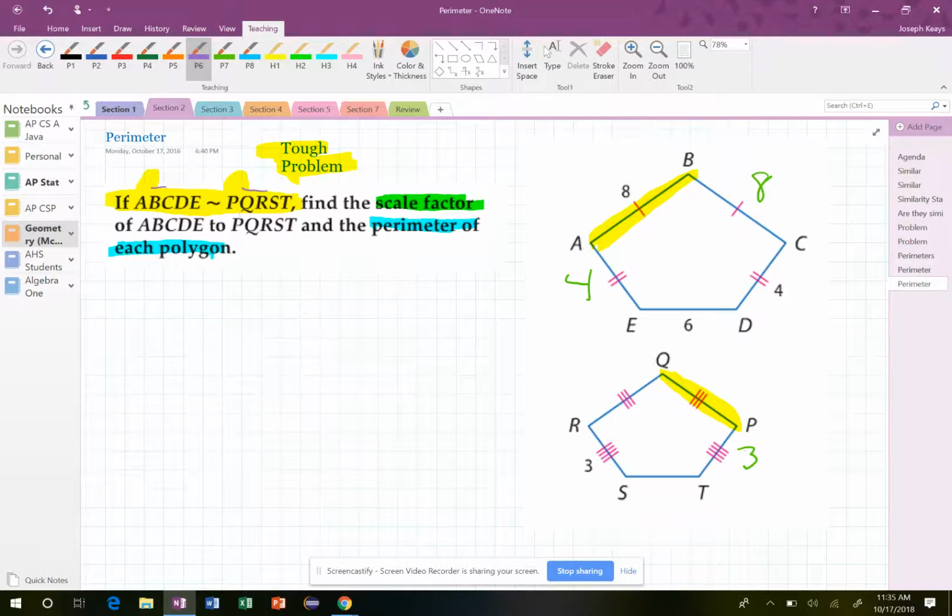Well, BC and QR. Well, BC is where? BC is right here, and QR is over here. And then the next one is going to be what? That is going to be CD and RS. CD is over here, and RS is over there. And the next two that are going to line up are going to be DE and ST right there.